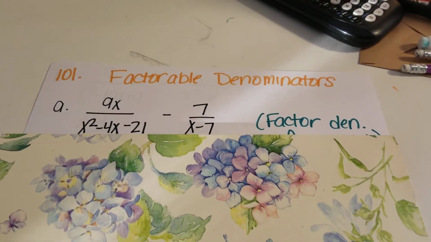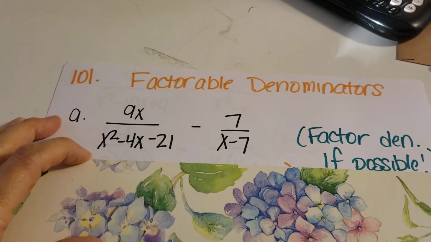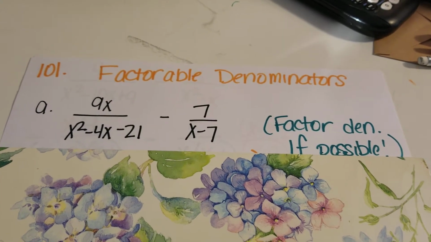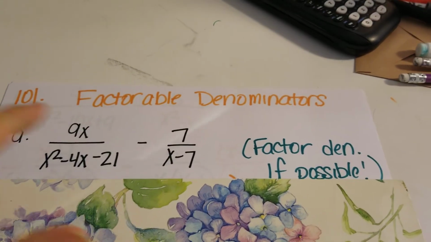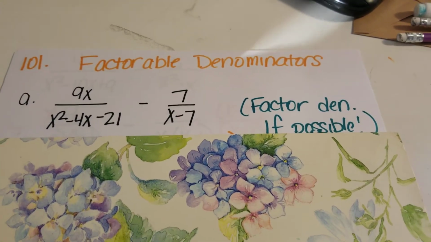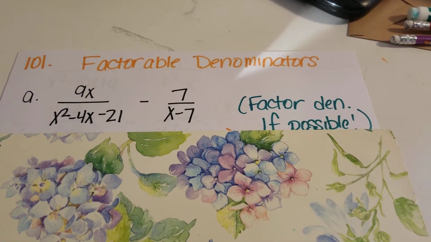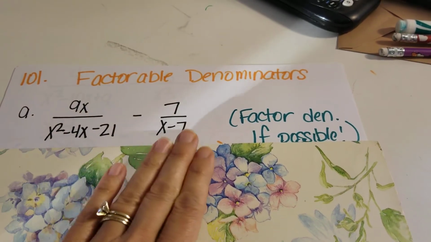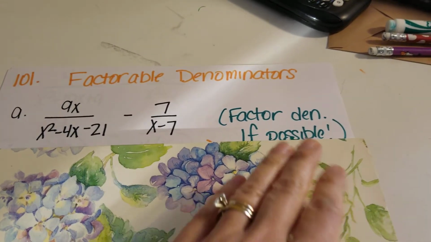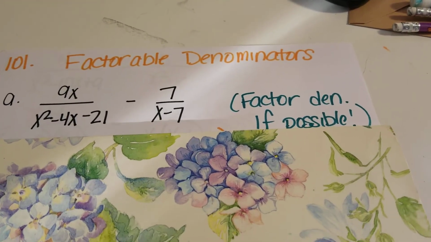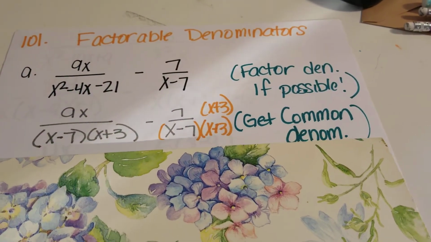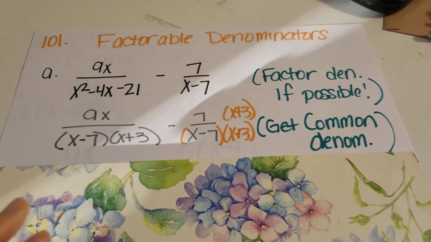All right, so here's our first example from your practice section of your book. It has 9x over x squared minus 4x minus 21 minus 7 over x minus 7. So we have to start to notice things as factors. And since these denominators are not the same, we need to get common denominators. The way we do that is to factor the denominator if possible. Since we're just learning this, they're all going to be pretty possible. Okay. All right. So we factor in gray.